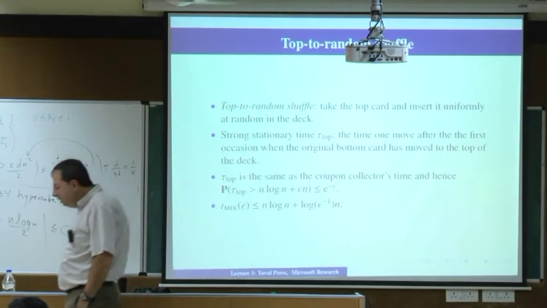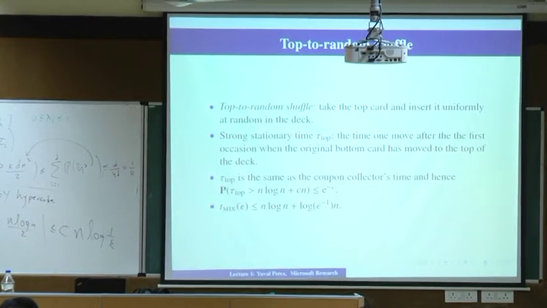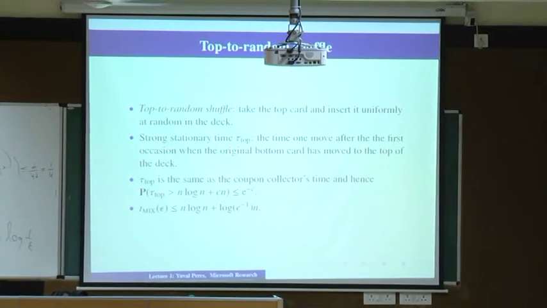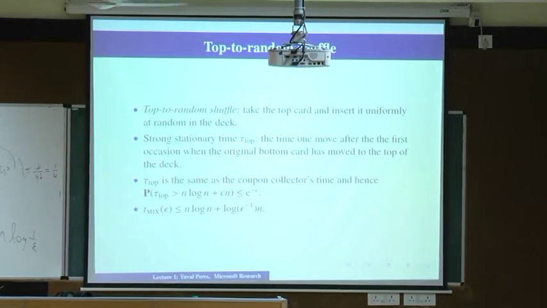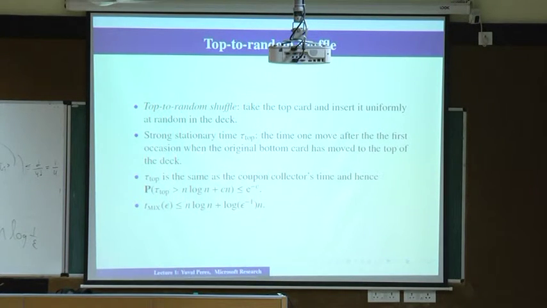It turns out the mixing time is again order n log n. In fact, in this case, it's n log n with the constant. The constant is 1. To see the upper bound, we use a strong stationary time, which is the time when the original bottom card has moved to the top of the deck, plus 1.